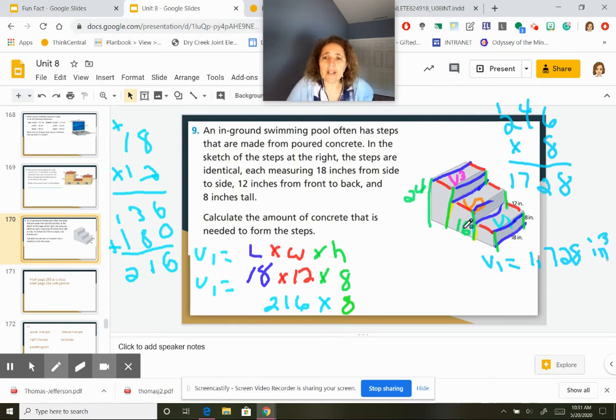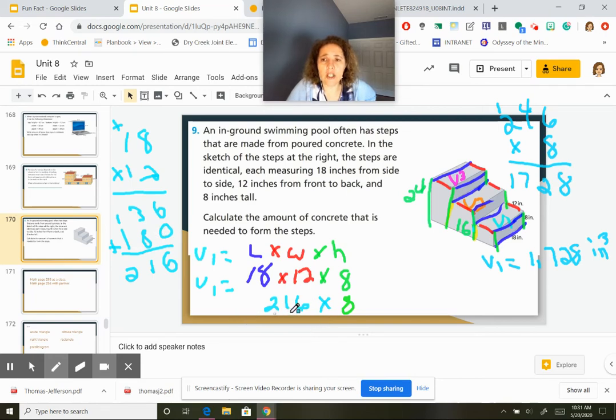So now I've got to find volume 2. So remember, volume 2 is going to be very similar. My length is still 18, and my width is still 12, 18 and 12. So these two numbers are not going to change. And I already did all the multiplication for that over here on the side, when I did my other problem and I got 216.